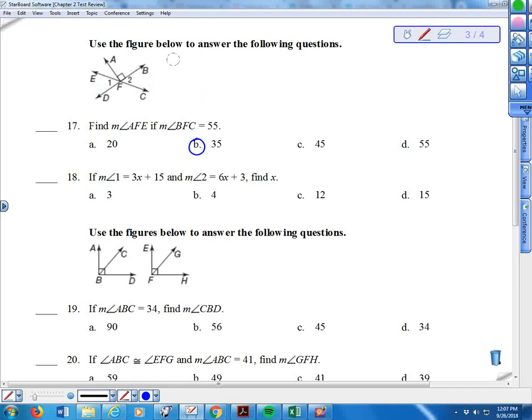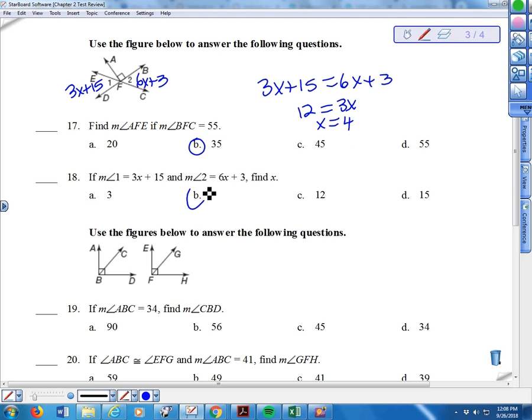If angle 1 is 3x plus 15, angle 2 is 6x plus 3, how can I find x? What do we know about angle 1 and angle 2? They're the same. So I just set those two equal to each other and solve. 3x equals 12. X is 4. Right?